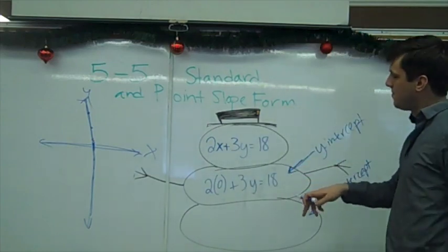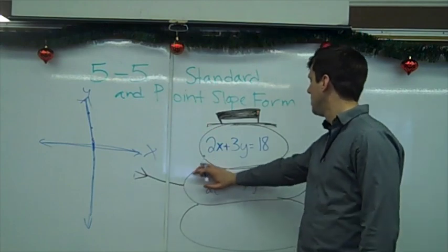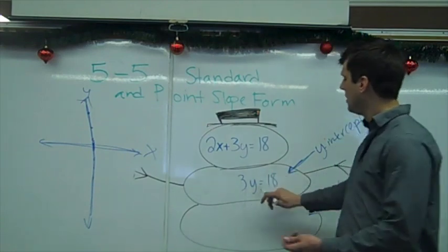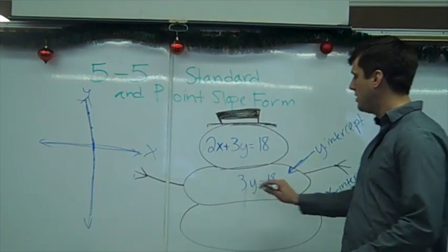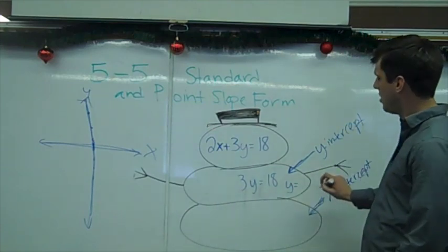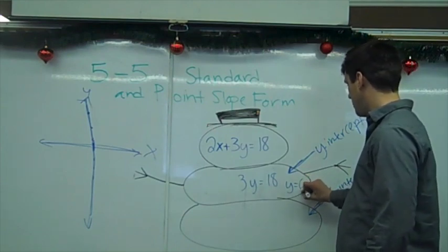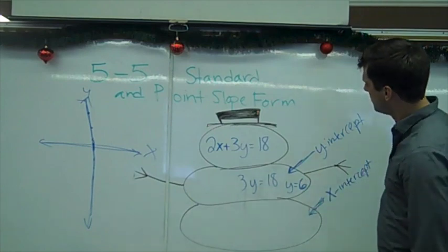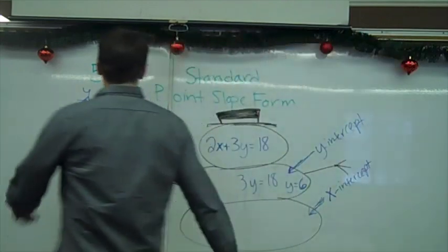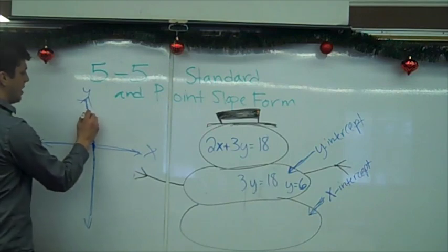So back over here, 2 times 0 is 0, so we're left with the equation 3y equals 18. If 3y equals 18, then to find what y equals, you divide each side by 3, so therefore y equals 6. And so over here on the graph, you would plot where x equals 0, y equals 6, and we'll say it's right about here.